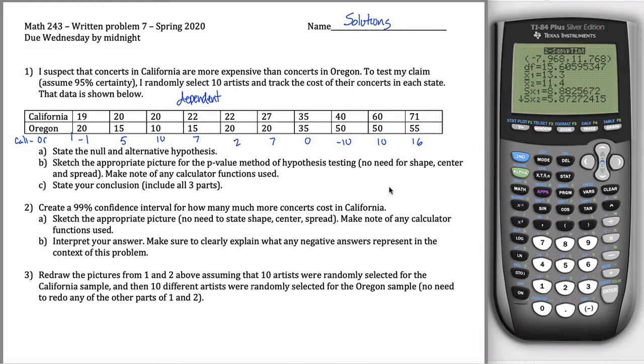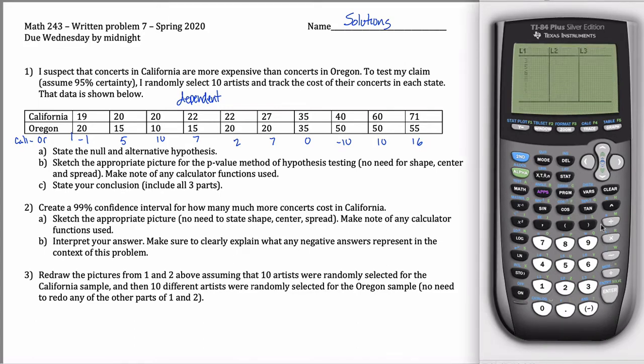So I guess first thing we might want to do is enter this data into a list. And so the idea here is if you go stat and then edit, you could just type in the differences in a list. But rather than do that, I'm going to type in the California data in L1 and then the Oregon data in L2. And then I'll make L3 find the difference between those two.